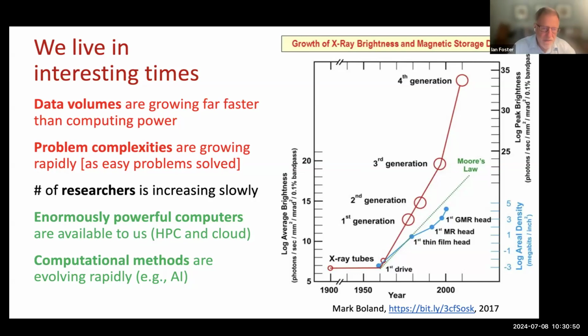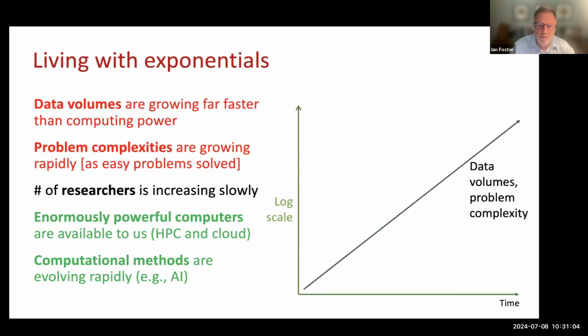And of course, we do have some things we can call upon, very powerful computers and new computational methods. But in general, we face challenging situations. And if I could refer back to some historical literature. Oh, no, actually, first of all, I'd be interested to know what people will think of this argument. So, our problem complexities are increasing exponentially.